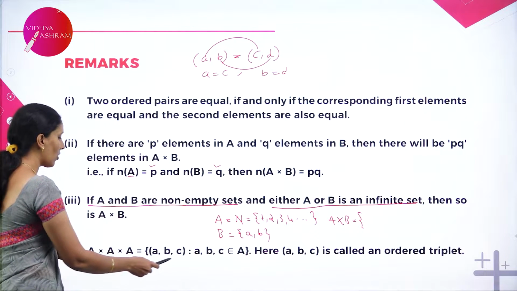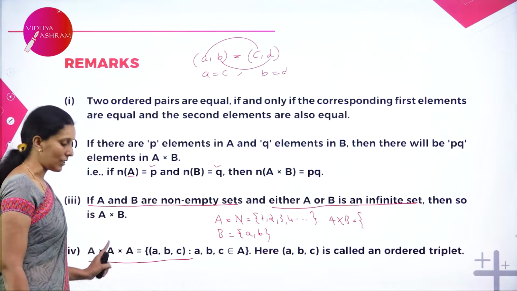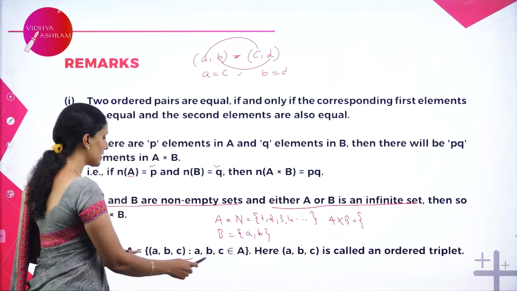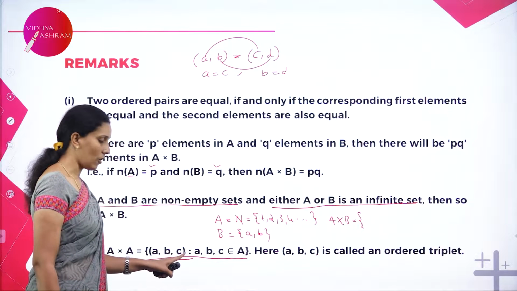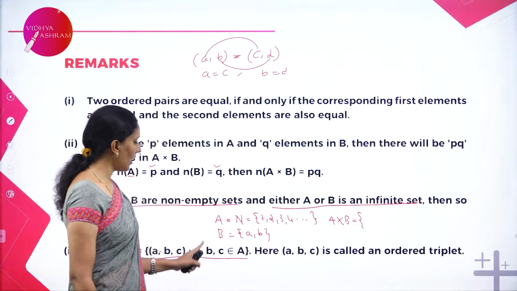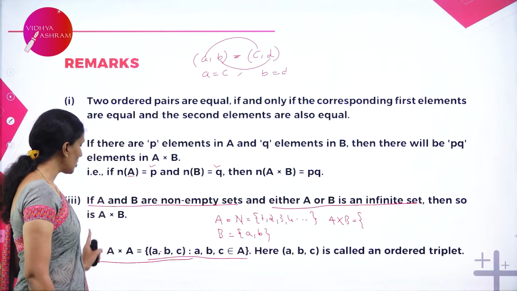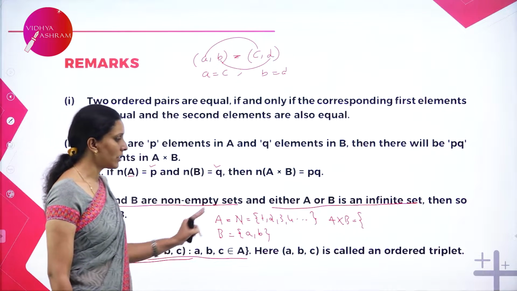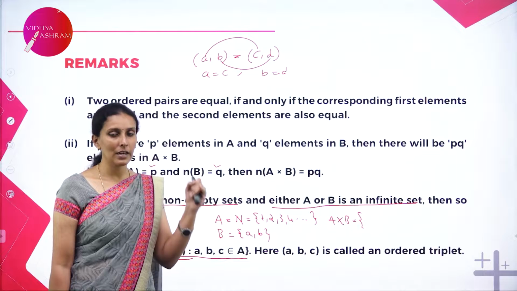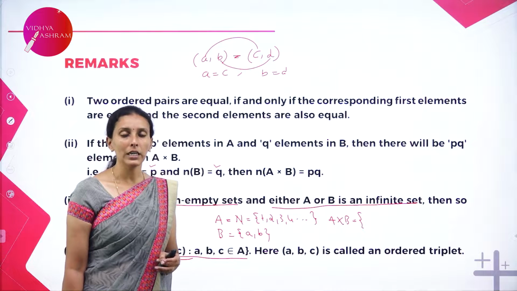Next thing is A cross A cross A, that is, the Cartesian product of the same set thrice, which is called an ordered triplet, and it is always defined in the form (a, b, c). So here 3 elements are written inside the triplet form, and all the elements a, b, c belong to the same set. Whenever we have the Cartesian product of the same set 3 times, it is nothing but an ordered triplet, where the first element, second element and third element belong to the same set.